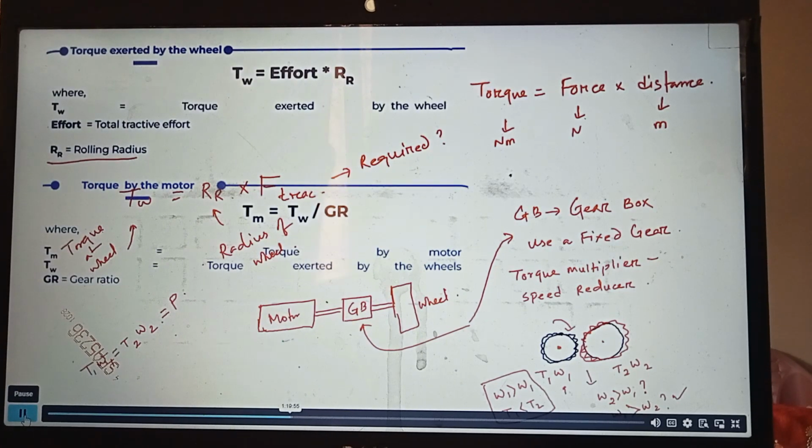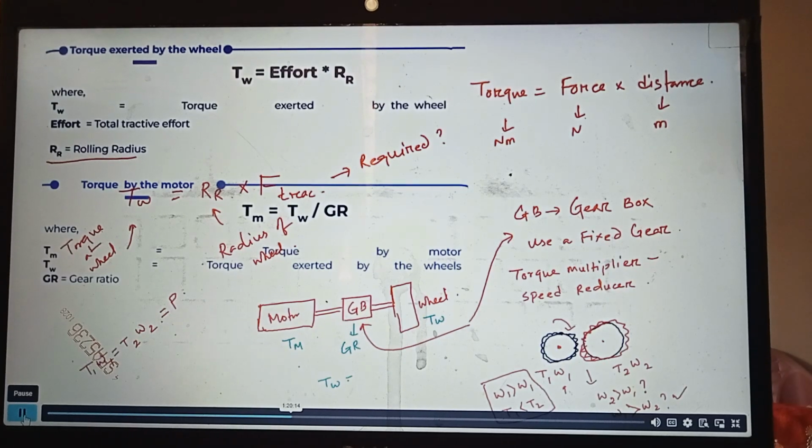What does it mean? If I say motor torque is Tm and wheel torque is Tw, and the gear ratio, we call it GR in general, then Tw, torque at wheel, is given by gear ratio into torque at motor. So basically, torque at motor output will be multiplied by the gear ratio, and then we are going to get torque at the wheel.